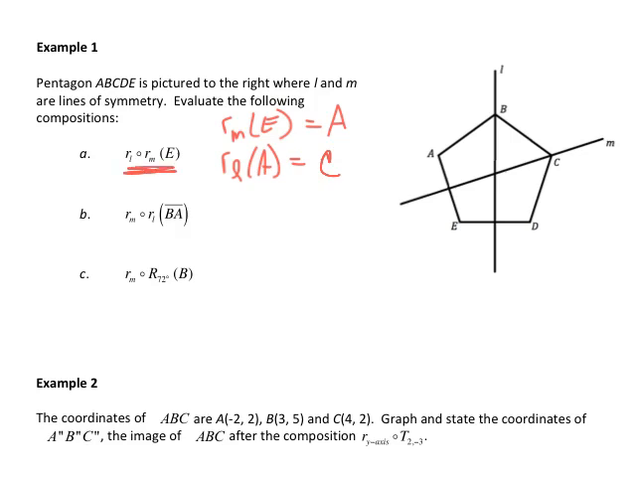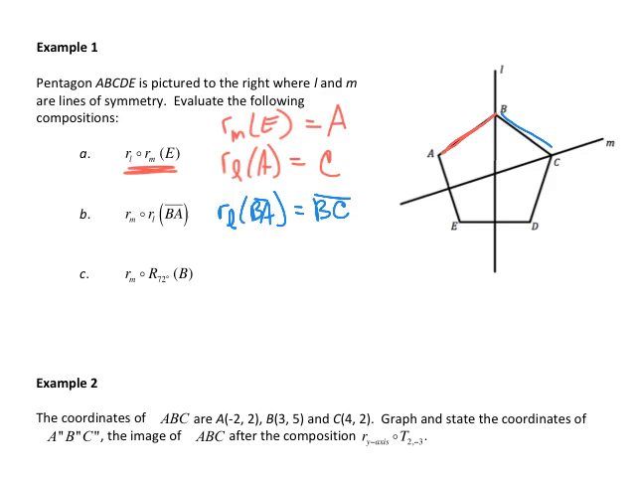So for the second one, I have line segment BA. I'm going to reflect that over L, and then that answer is going to be reflected over M. So here's my original segment, BA. If I reflect him over L, he ends up being BC. So let me separate this out. If I reflect BA over L, I get BC.